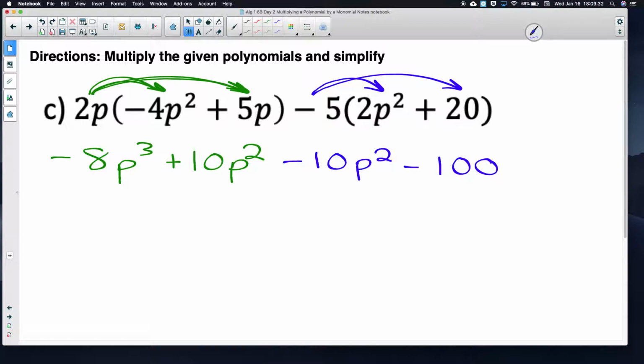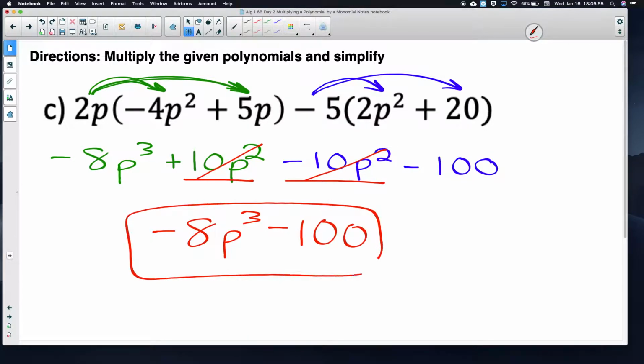Now, take a step back and see, is there anything that I can combine? And you will notice you've got 10p squared minus 10p squared. So when I combine those, the p squareds go away. And so what this expression simplifies down to is negative 8p cubed minus 100. So that complicated polynomial expression we started with, once we simplified everything, we got down to a cubic binomial. Just 2 terms going on here.